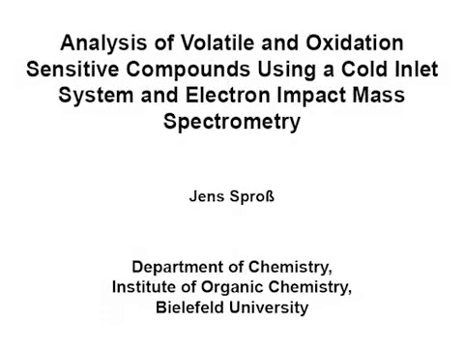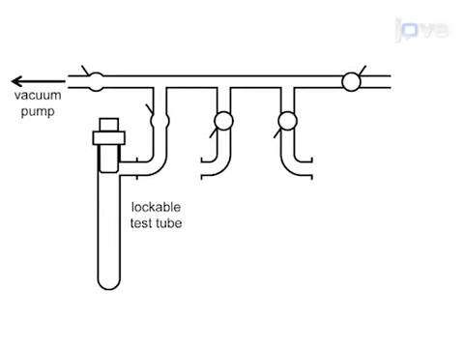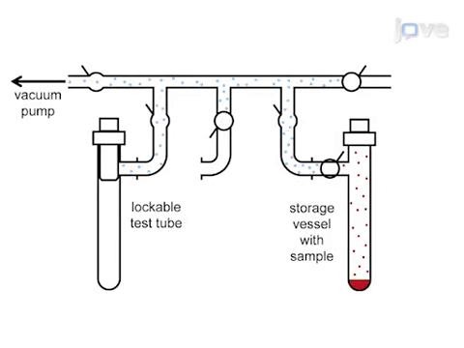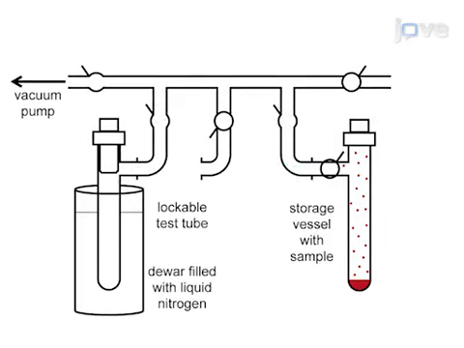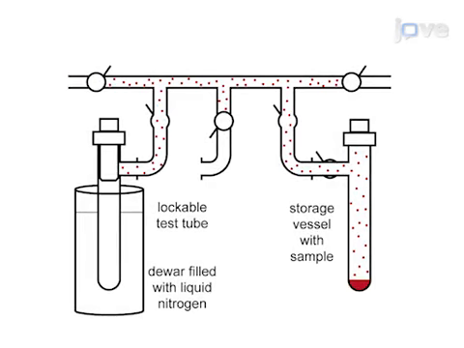The overall goal of this procedure is to acquire electron impact ionization mass spectra of volatile inorganic compounds susceptible to oxidation or hydrolysis. This is accomplished by first transferring the sample into a custom-made lockable test tube with flange under inert conditions using a Schlenk line.